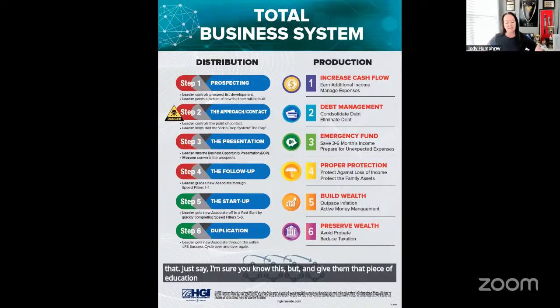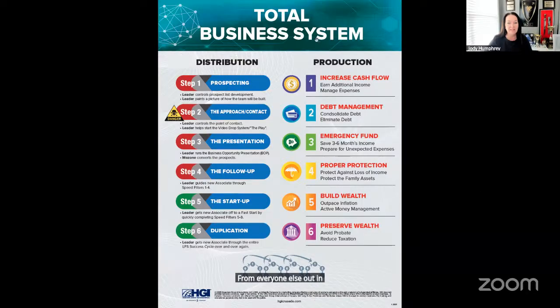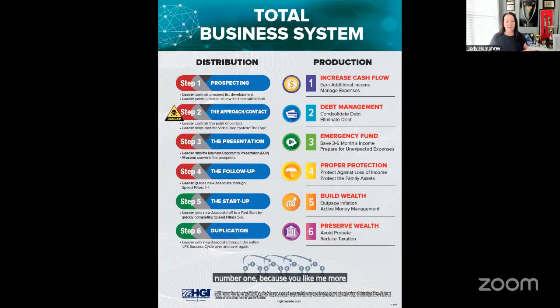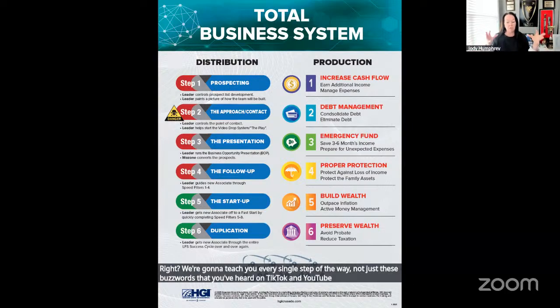That's what is going to set you apart from everyone else out in the world doing what we do, is that piece of education. That's what will set me apart from this guy yesterday who said, why should I use you? Number one, because you like me more, like duh. And we're really good at what we do, but we're going to teach you, right? We're going to teach you every single step of the way, not just these buzzwords that you've heard on TikTok and YouTube and all these other places. We'll deep dive with it.